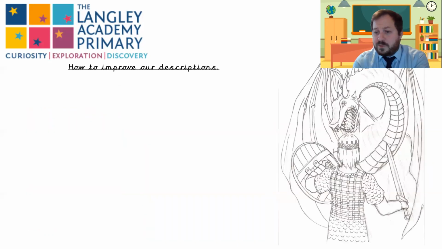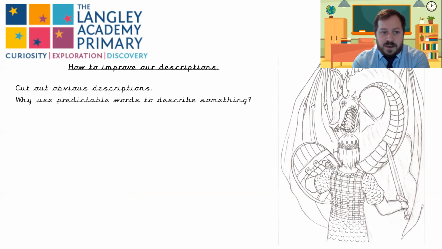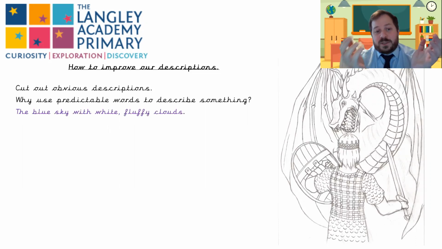So, how to improve our descriptions. Cut out obvious descriptions. When you write a description, the reader already has in their head some idea of what you're talking about, so you don't need to state the obvious. Why use those particular words to describe something when the reader already knows them? For example, if you say the blue sky with white fluffy clouds, everyone knows that normally the sky is blue and that clouds are white and fluffy.